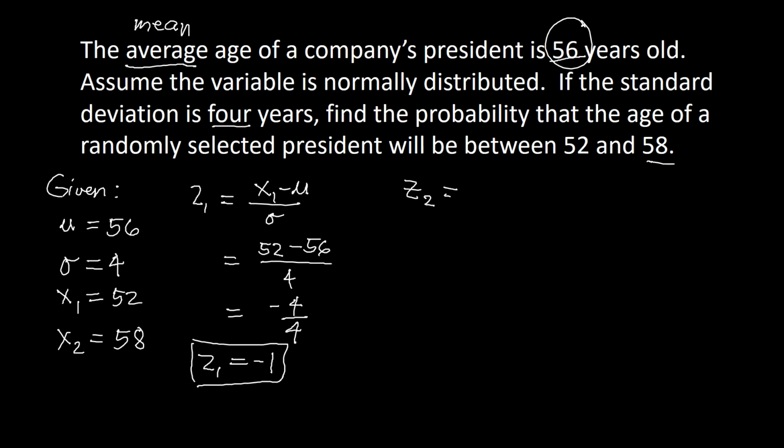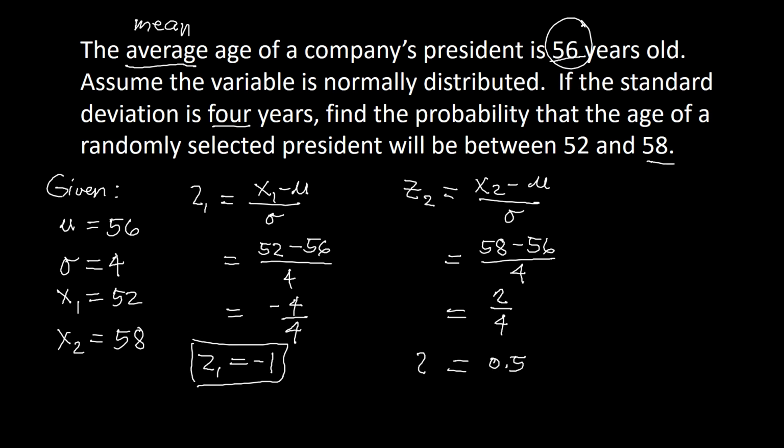So we have here z sub 2, that will be equal to x sub 2 minus the mean over the standard deviation. So we have that one as 58, and then we subtract that with 56, and then we have our standard deviation, which is equal to 4. So computing, we have 58 minus 56, that will be equal to 2 over 4, which is equal to 1/2, or that is equal to 0.5. So we're taking on the decimal value there because we will be locating these values on our Z table. So let's now move on.